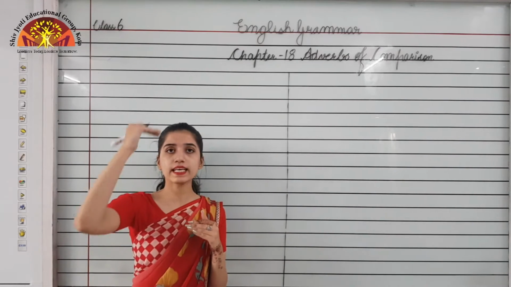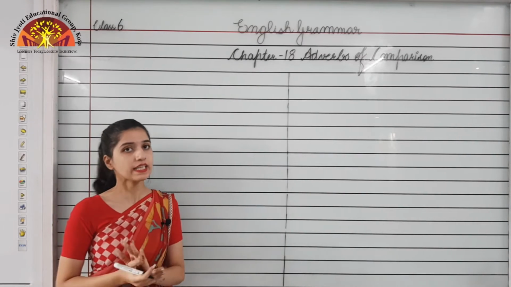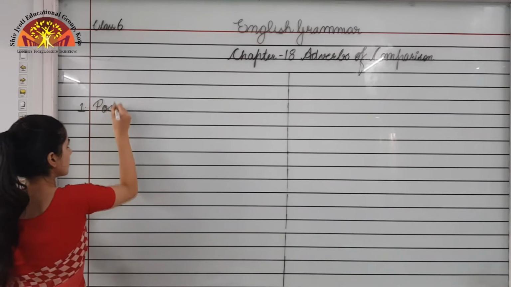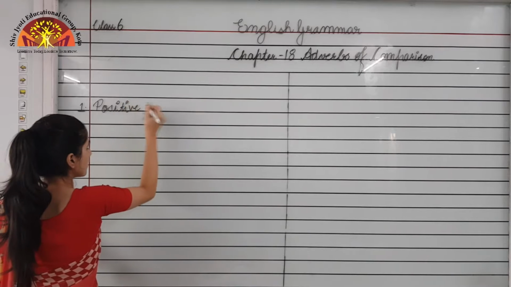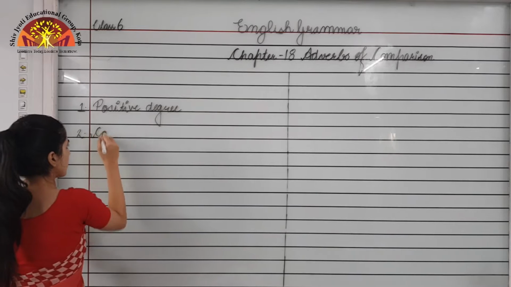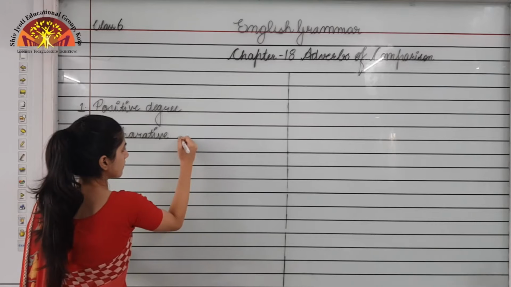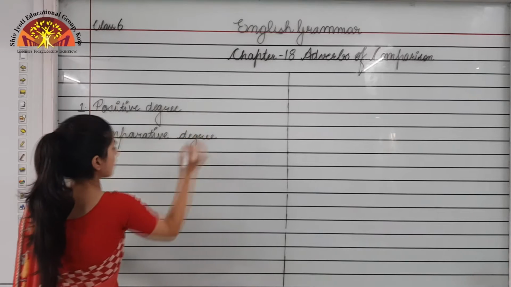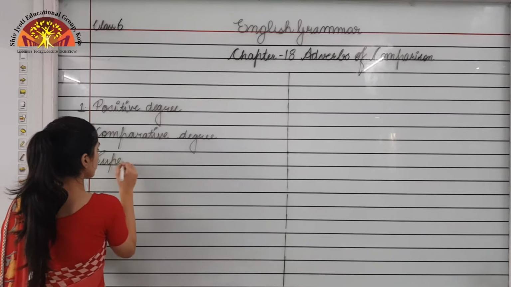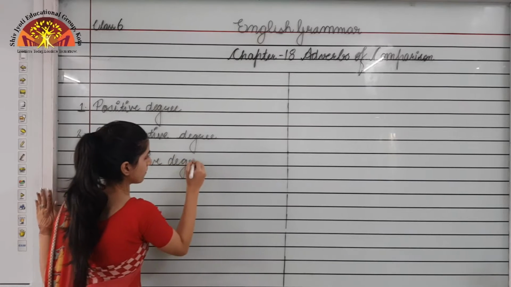So we have 3 degrees of comparison, that is positive, comparative and superlative degree. I am writing over here. First is positive degree. Second is comparative degree, and the third one is superlative degree.